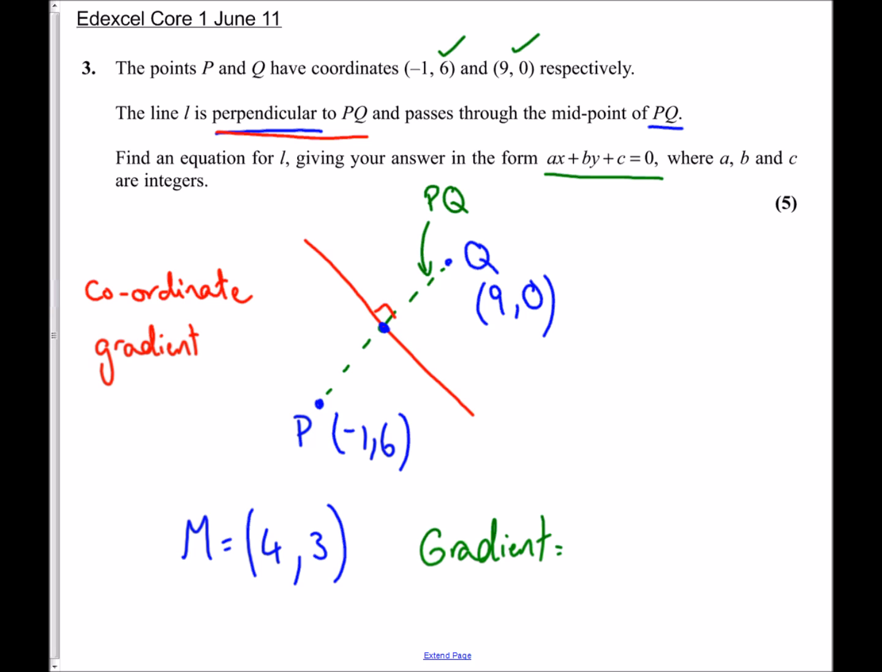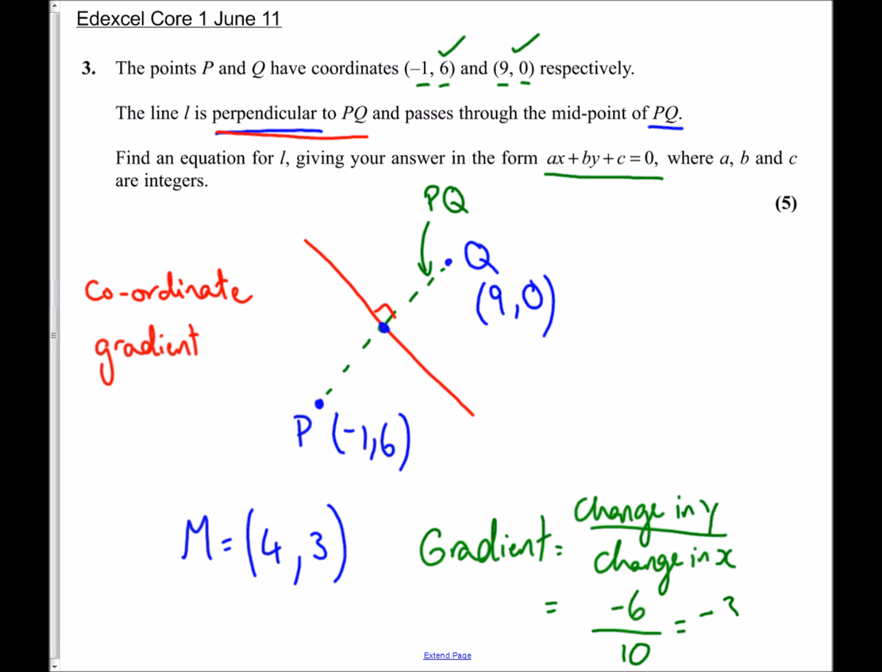Well, if you remember, we said that to find the gradient, we do the change in y over the change in x. Here I'm starting at 6, that's my first y number. I'm going to 0, so I'm going down 6. So I'm going to put -6 in my change in y. And then my change in x, well, I'm starting at -1. I'm going up to 9, so I'm going up 10. So I get the gradient -3/5.